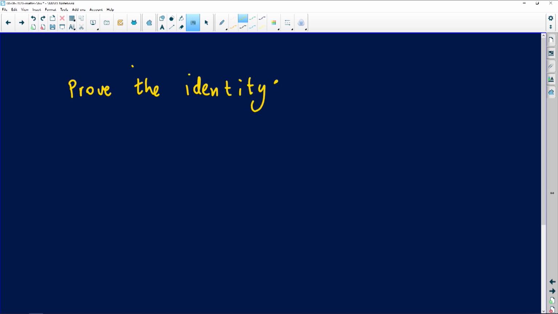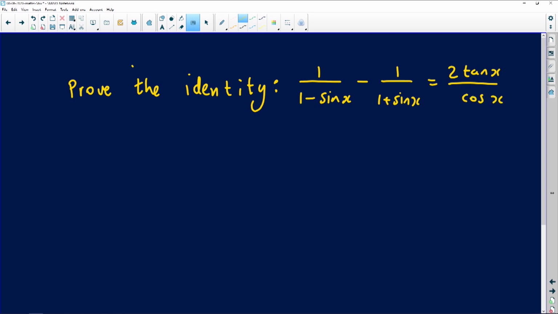The identity says 1 over 1 minus sine of x minus 1 over 1 plus sine of x is as good as 2 tan of x divided by the cosine of x. So what is the protocol or the process of proving these things? Always pick one side that you think you can simplify and try and make it look like the other side. I think my left-hand side looks more juicy than the right-hand side, so let's start with the left-hand side.